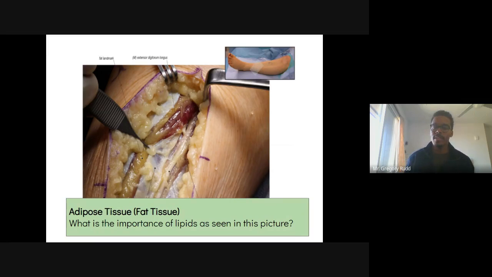Again, we want to come back to that essential question. How do carbohydrates and lipids contribute to the survival of living organisms? So what does a fat do for our survival? How does it protect us?